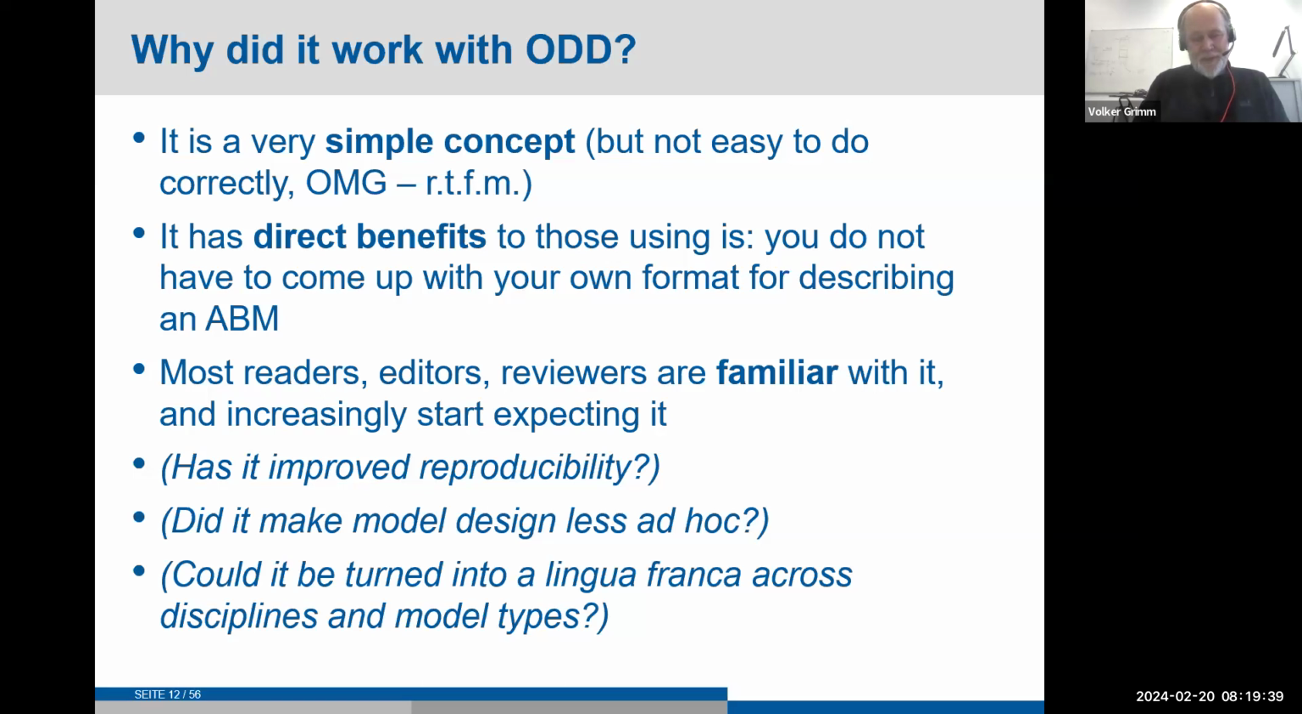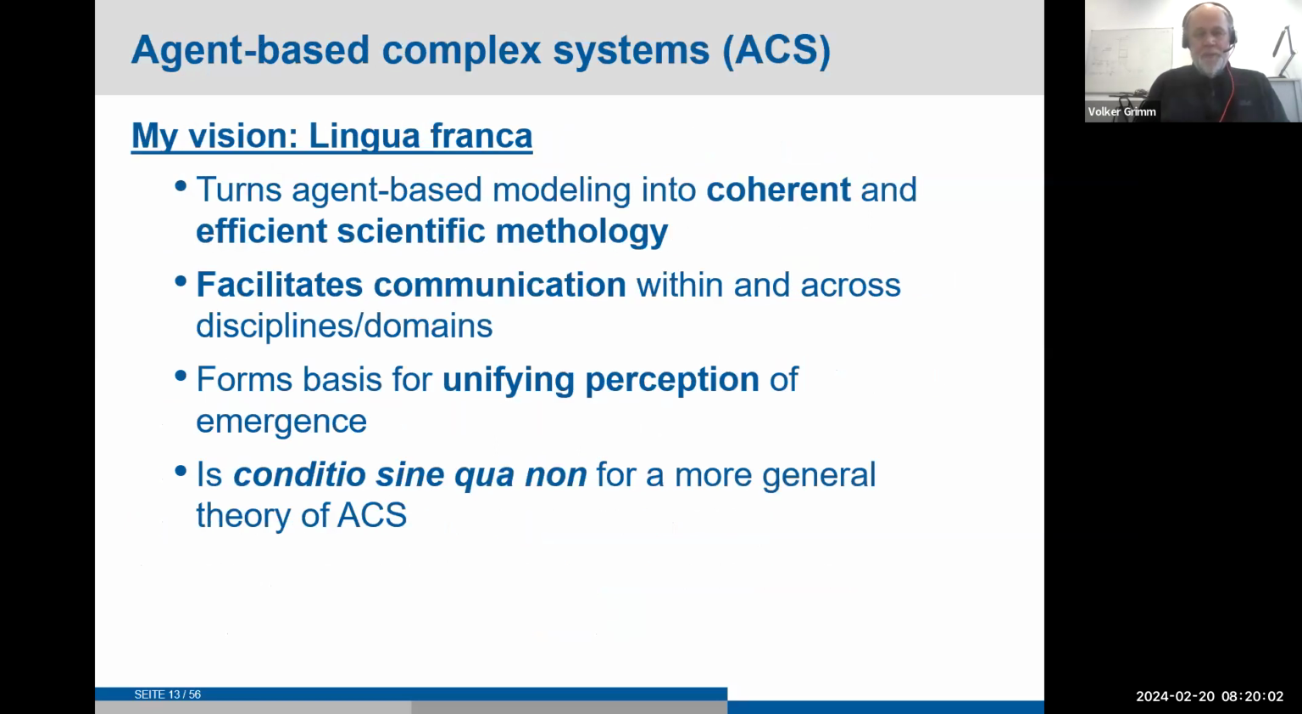In principle, you should take 10 models prescribed with ODD and 10 models with some other format and then test it. Does it make design less ad hoc? I have the feeling it does, but it's very hard to quantify. But maybe it could actually be turned into a general language, a lingua franca across disciplines, like English is in science. Maybe at least the O part, that would be my vision, that it turns agent-based modeling into a coherent and efficient methodology. It facilitates communication.